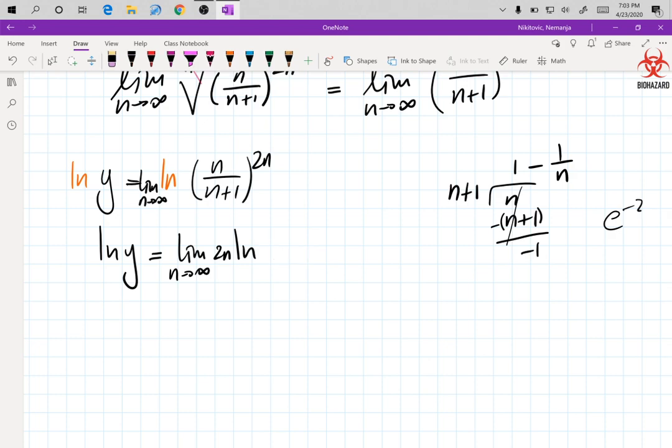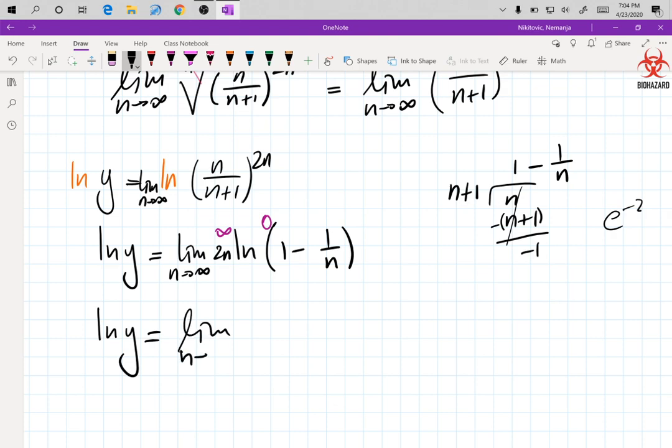So this thing inside, now I'm just going to call it 1 minus 1 over n. Now, when I plug in infinity, I get infinity over here, and I get a 0 for the second one, because 1 over infinity is 0, 1 minus 0 is 1, ln of 1 is 0. So I have the indeterminate form, a 0 times infinity. I have to change it, right? So L'Hopital rule, we still have the limit n goes to infinity.